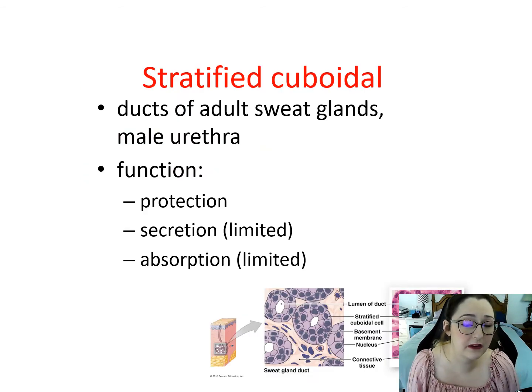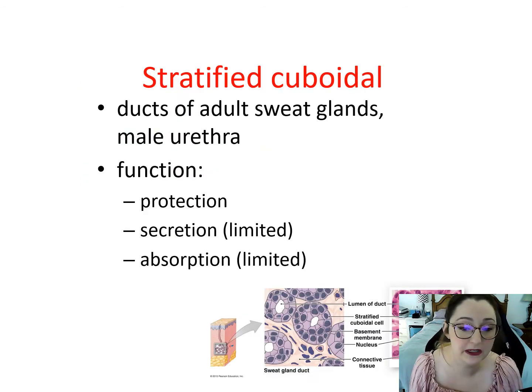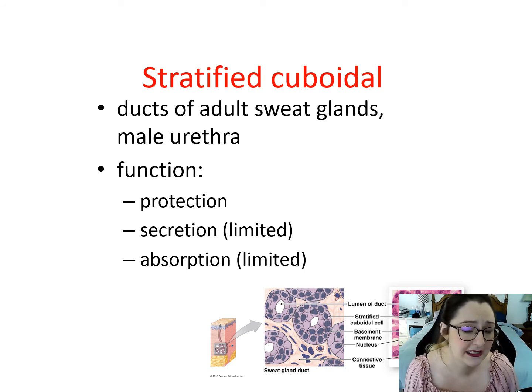Next up we have stratified cuboidal. So this is going to be much like the last one, but it is going to be layers of cube epithelial cells. So you will find this in the ducts of adult sweat glands and will make up the male urethra. So that is where urine is going to pass from the bladder to the outside of the body. The function is for protection, secretion, and absorption.